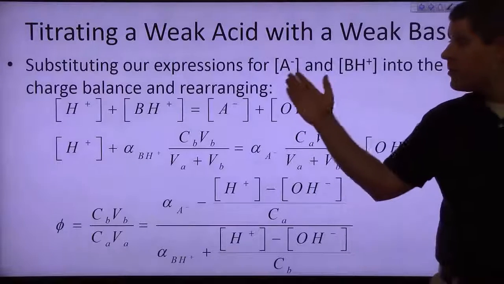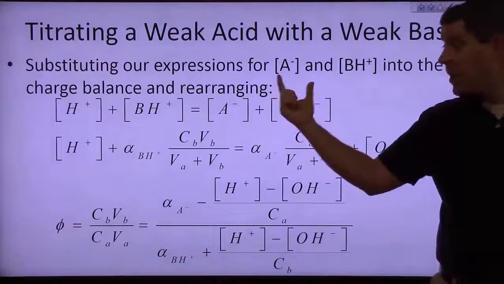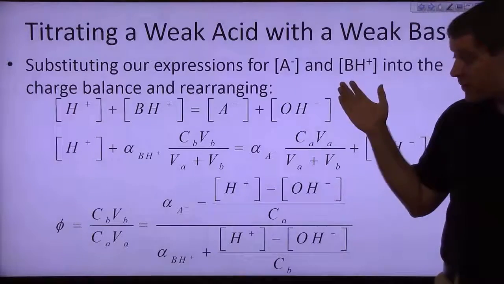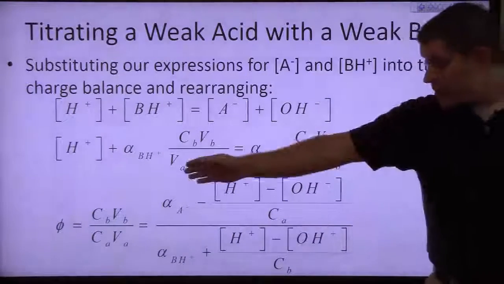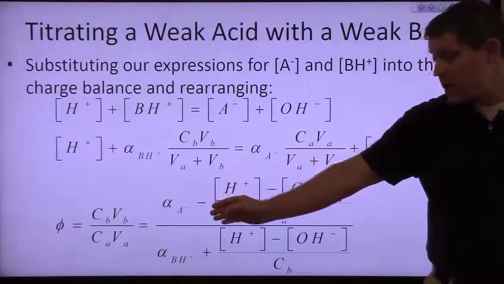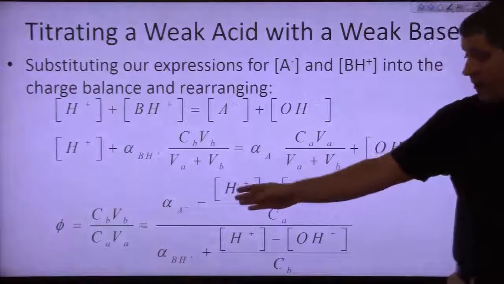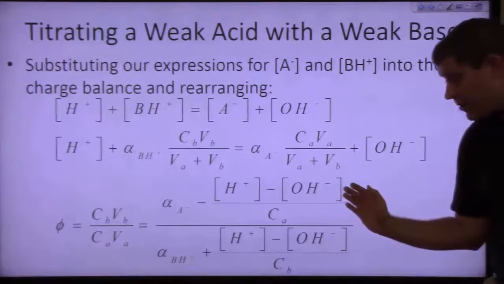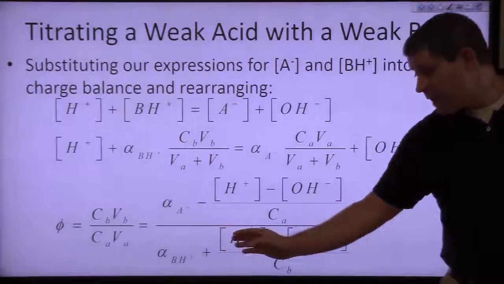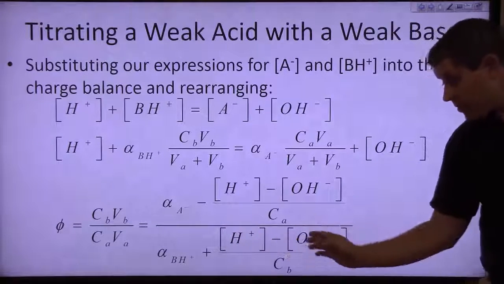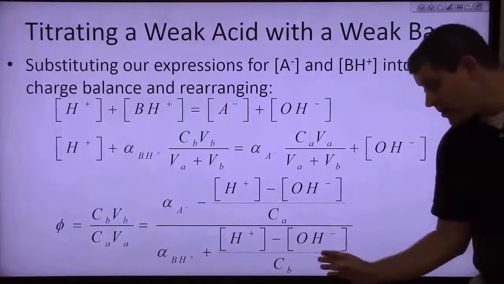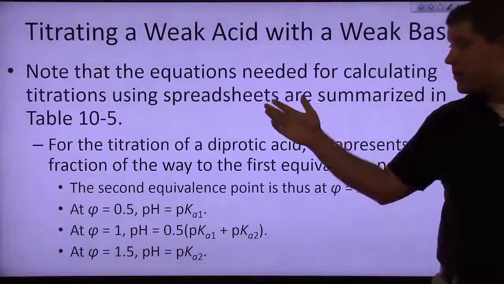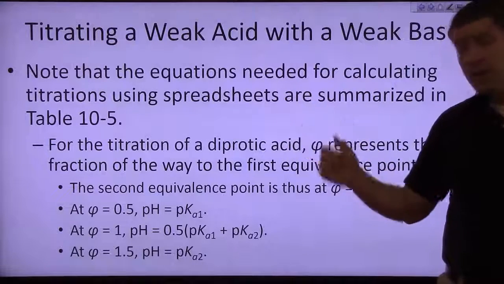And then substituting our expressions for the concentration of A- and the concentration of BH+ into our charge balance equation and rearranging then gives us phi equal to Cb times Vb divided by Ca times Va, which is equal to alpha A- minus the H+ concentration minus the hydroxide ion concentration divided by Ca, all divided by alpha BH+ plus the hydrogen ion concentration minus the hydroxide ion concentration divided by Cb. Now note that the equations that are needed for calculating titrations using spreadsheets are summarized in Table 10.5.